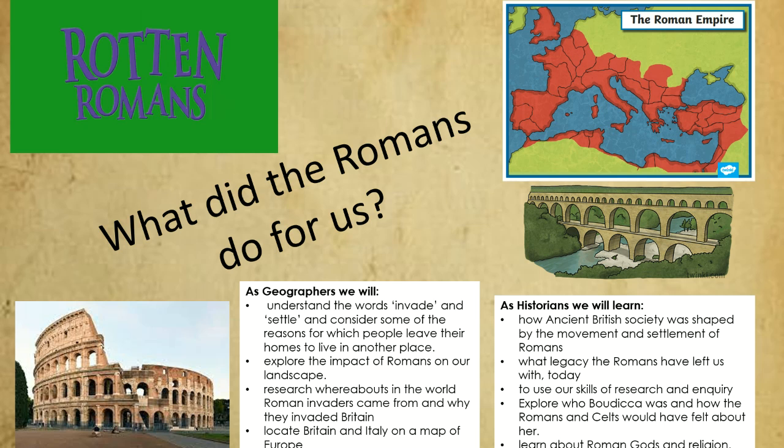We're going to be able to locate Britain and Italy on a map of Europe. We've already discussed how Italy looks like a boot. And then as historians, we will be looking at how British society was shaped by the movement and settlement of Romans, the legacy that they've left us today. We'll be exploring who Boudica was. A fun thing for this term is that we'll be doing our assembly on the Romans as well.